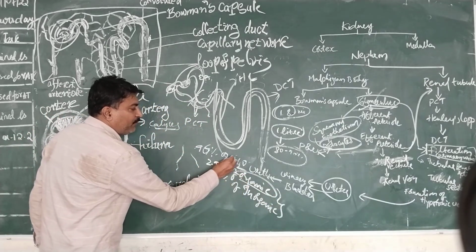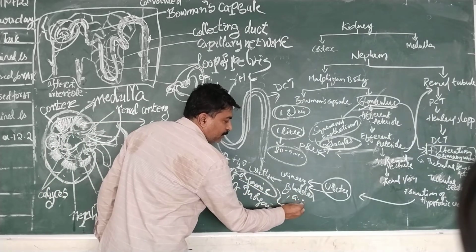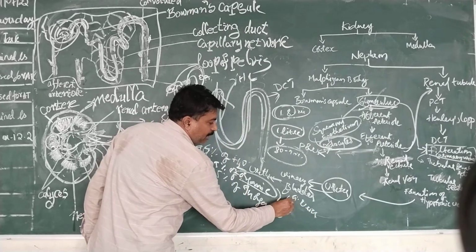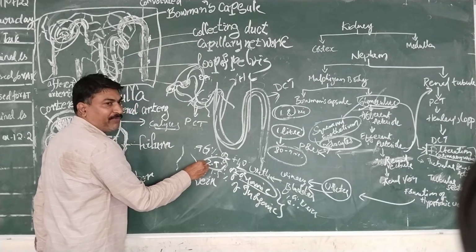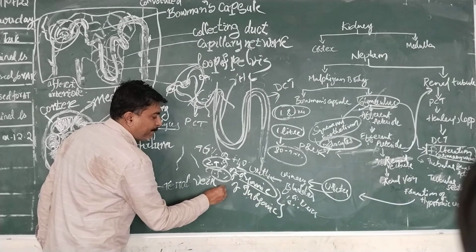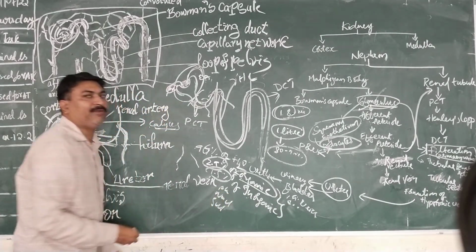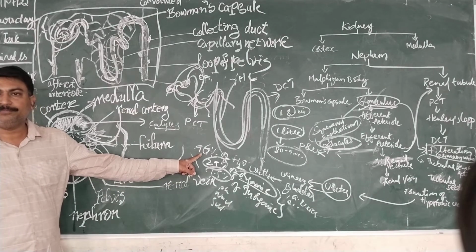So urine consists of those materials: urea, glucose, uric acid, ammonia, etc., present in a small portion, around 2.5%, and 1.5% of inorganic compounds, such as phosphate, sodium chloride, sulfate, etc. So this is the concentration of urine which will be passed out from the human body.